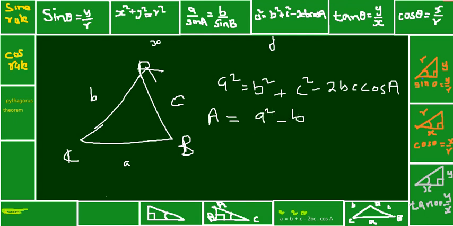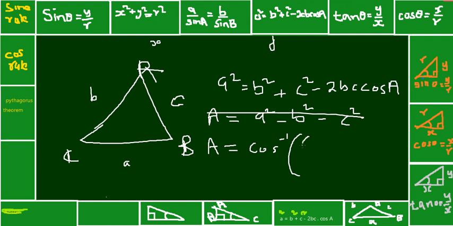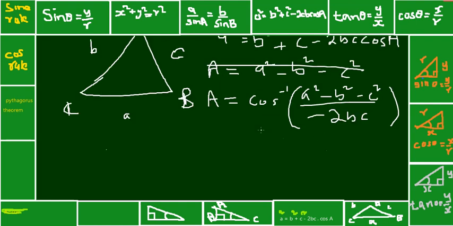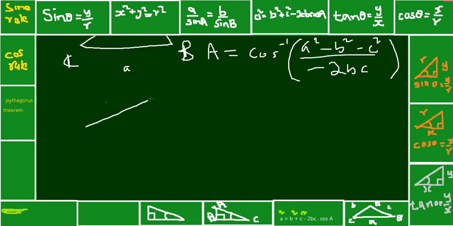A squared minus b squared minus c squared, it's not like this. It's A equals the arc cos of a squared minus b squared minus c squared, all divided by, let me see, minus 2bc.